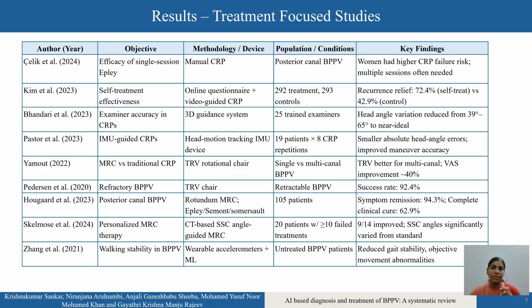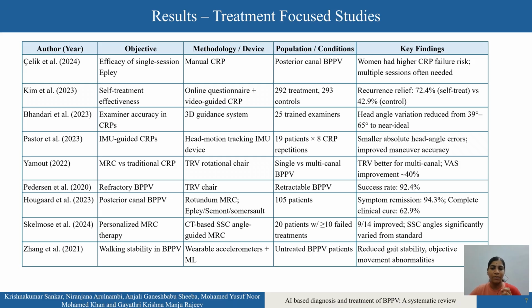A major reason for incomplete or delayed recovery in BPPV is the variability in performing canalith repositioning maneuvers, that is CRMs, or canalith repositioning procedures, or CRPs. Studies show that clinicians may deviate by 39 to 65 degrees during procedures like the Epley maneuver, which can significantly affect treatment success. To address this, several technological solutions have been proposed.